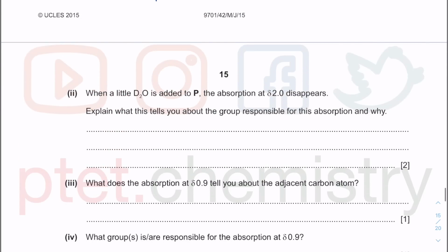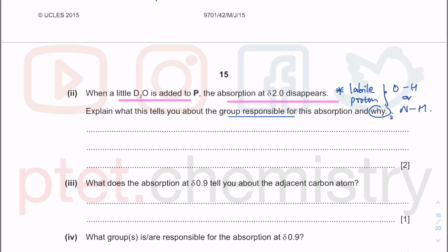Now when a little D2O is added, you get this absorption disappearing. So very clearly this is a labile proton, and a labile proton in the syllabus includes the OH, or it could be NH. So what does this tell you about the group responsible, and why? What we know is that this must be a labile proton, so the absorption disappears. Well, actually, it must be a labile proton. I should probably mention that first. So the group must contain an OH or NH. We still don't know.